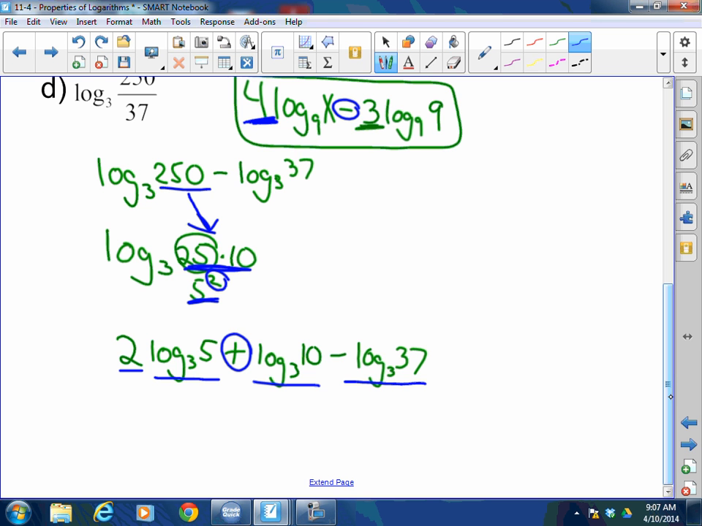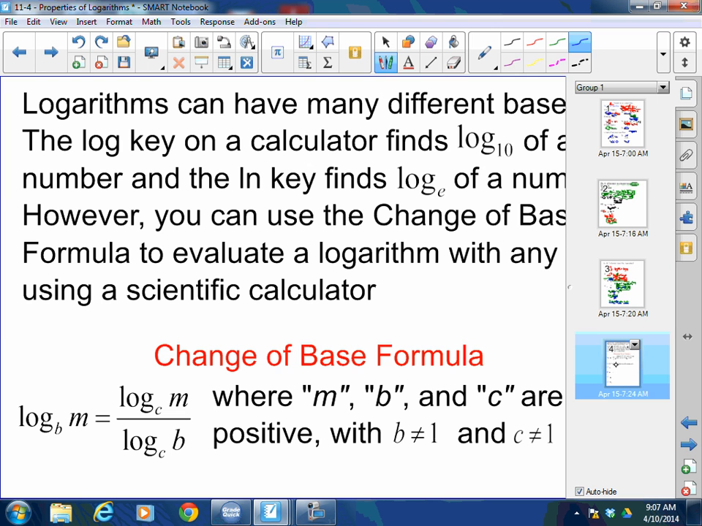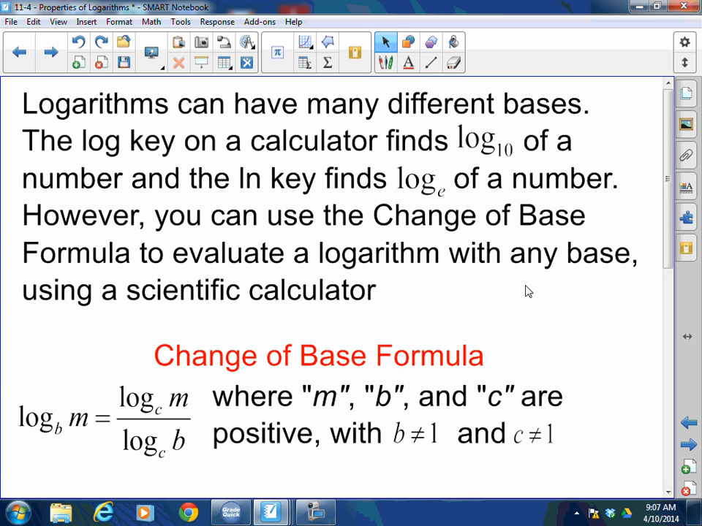Okay. Good. One more. Oh, yeah, this is the fun part. You're going to love this. Calculator time. Logarithms can have many different bases, guys. The log key on your calculator finds log base 10, and the ln key, we talked about this yesterday, finds log base e of a number. However, you can use the change of base formula to evaluate a log with any base using a scientific calculator.